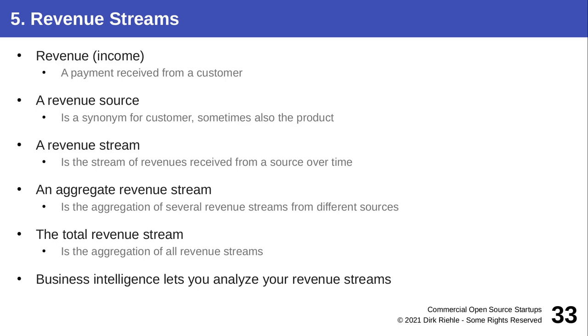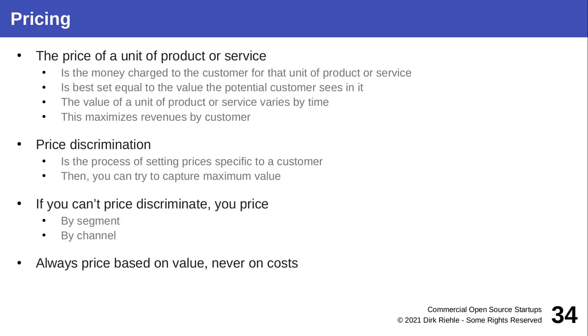Revenue stream is the revenues over time, and the aggregate revenue streams is when you aggregate that over different products or different market segments, depending on your analysis need, and if only the final income statement. And then the total is all the revenues. You use business intelligence software to look at this in detail and manage your product.